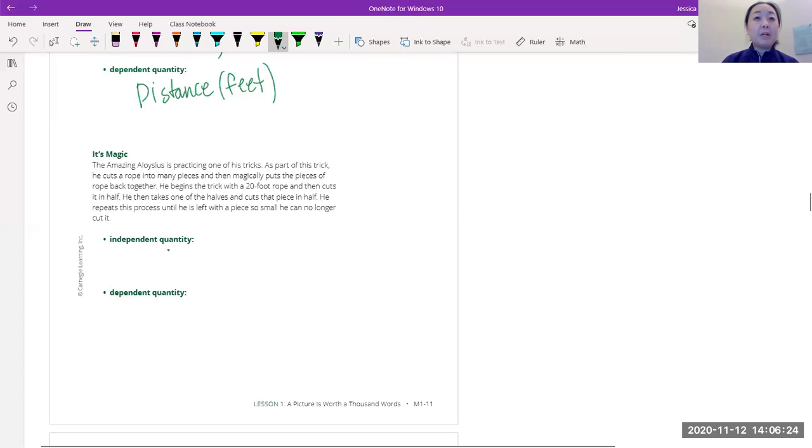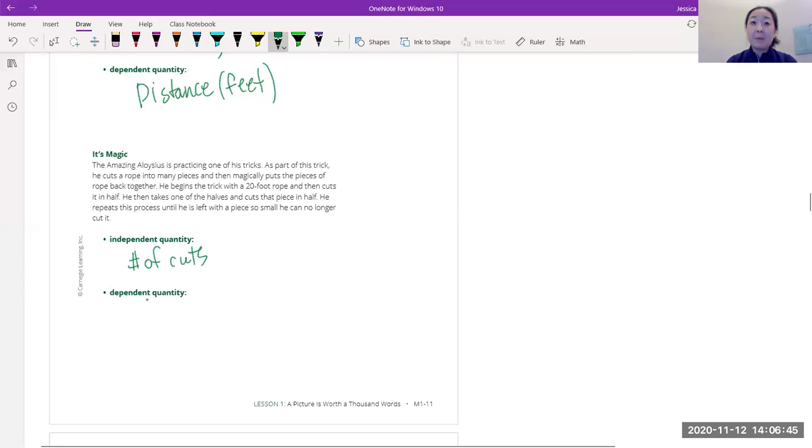And so independent quantity, I didn't see any mention of time here, so there's no time, all right? Because it's not saying how long does it take, right? It's not any of that. But I do notice the thing that is happening that is always consistent is the number of cuts, right? So this is going to be the number of cuts.